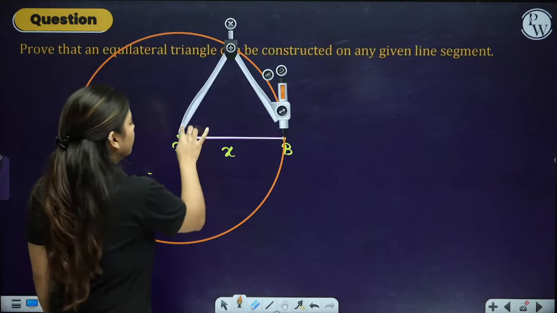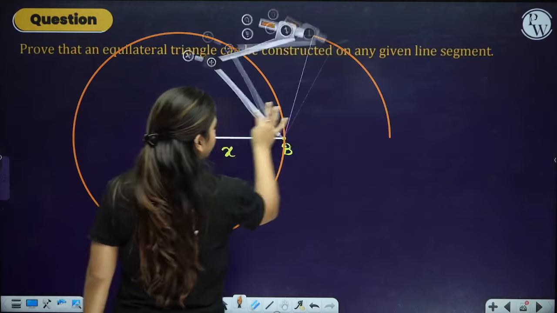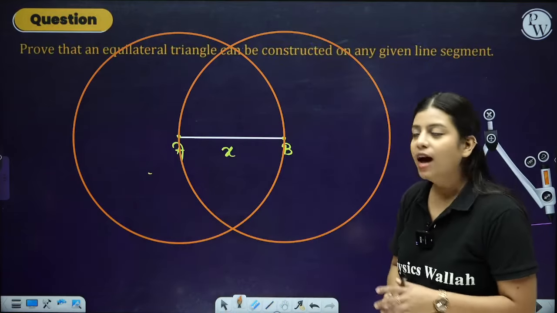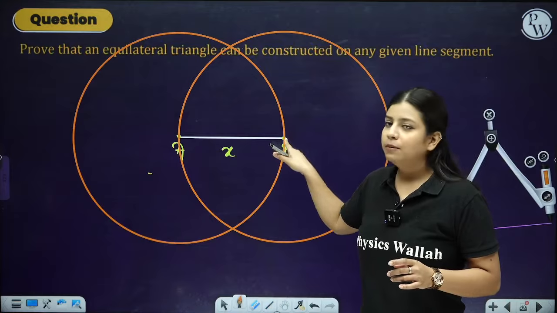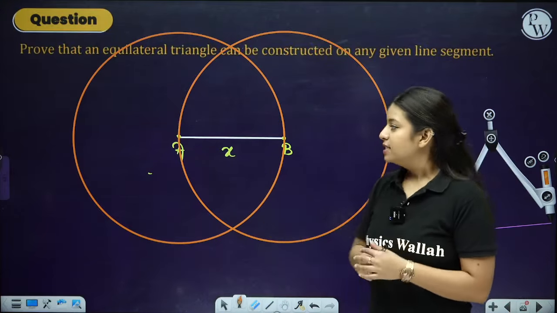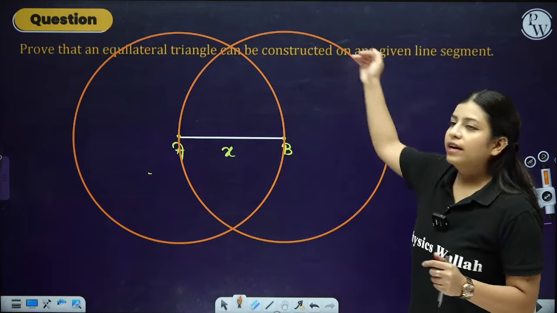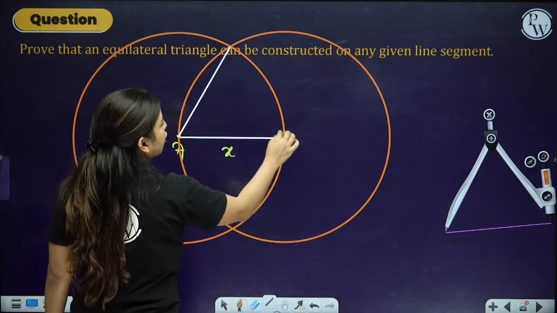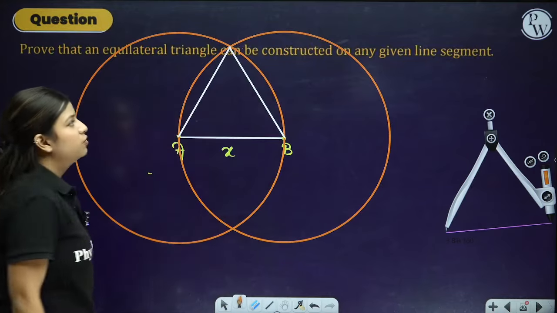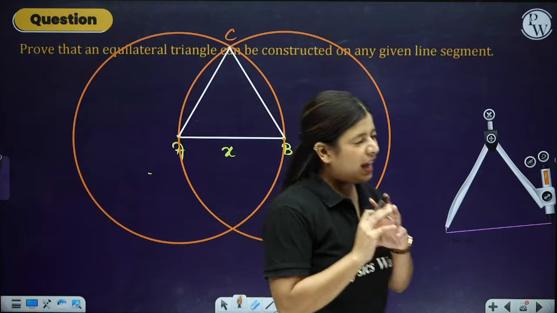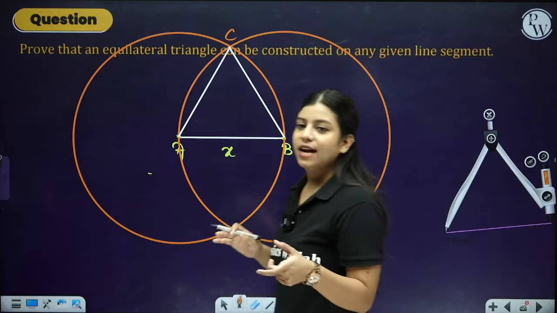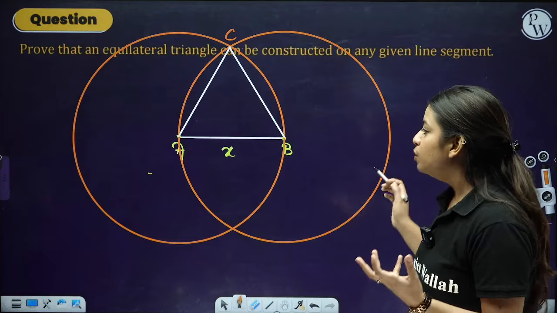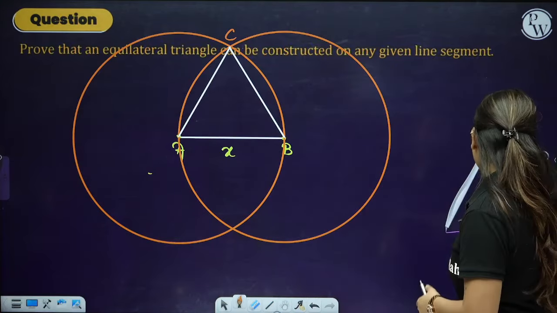The same thing we do by keeping the point at B, and then we draw the circle again. So first we kept the point at A, opened it up till B and drew the circle with radius X. Similarly, by keeping the point at B, we again draw it with the same radius. Now from this point of intersection, we join the point A and the point B, and this becomes the triangle ABC. So from any length given to us, we can clearly construct an equilateral triangle, and if two circles have the same radii, they are equal to each other according to the axiom.